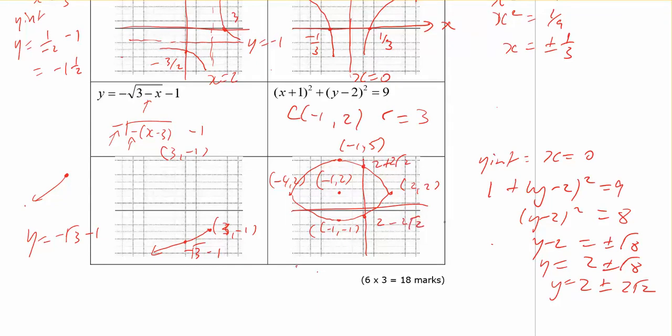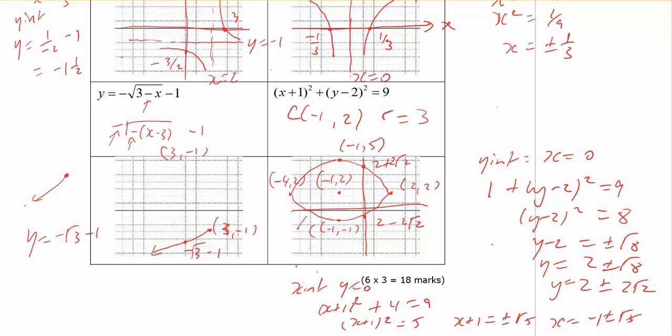Okay, and x-intercept, y equals 0. So you've got x plus 1 squared plus 4 equals 9. I subtract 4 from both sides. So you get x plus 1 squared equals 5. X plus 1 equals plus or minus root 5. X equals minus 1 plus or minus root 5. So you've got minus 1 minus root 5, and then here you've got minus 1 plus root 5. You're done. So that's the gist of how you approach questions like those. So hopefully that helps.